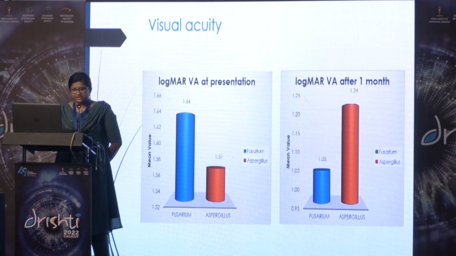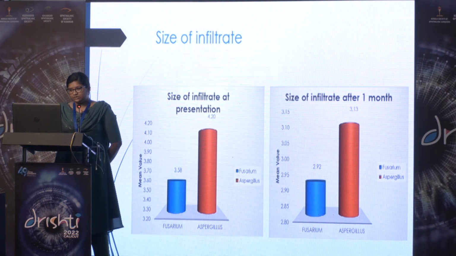Then comparison of visual acuity. At presentation, Aspergillus had a better logMAR visual acuity compared to Fusarium. But at the end of the study, after 1 month, Fusarium was found to have a better visual acuity compared to the Aspergillus group. As for size of infiltrate, larger ulcers were found in the Aspergillus group compared to Fusarium. After 1 month also, the Aspergillus size was more compared to Fusarium, but both had a decrease in the size of infiltrate.